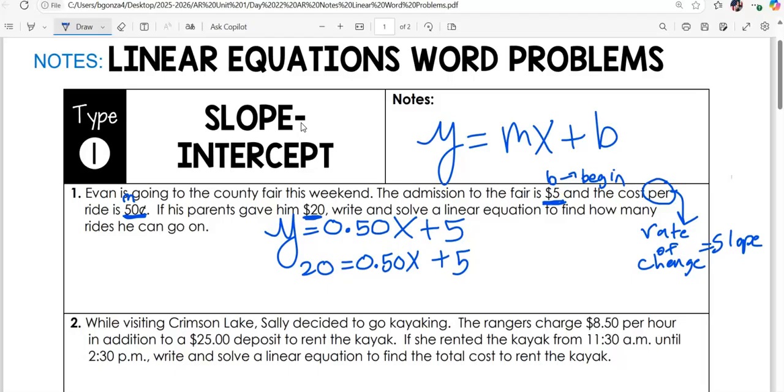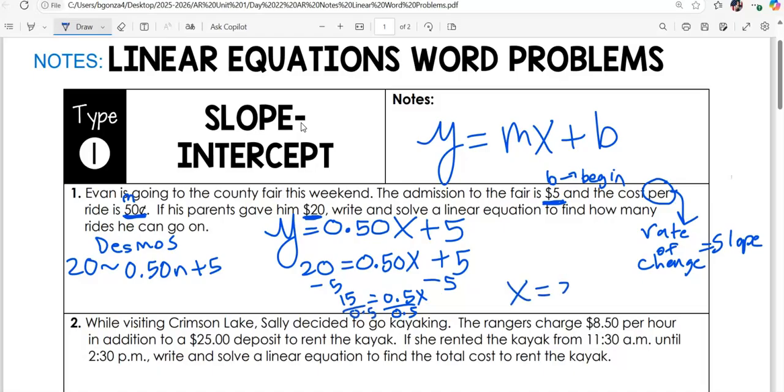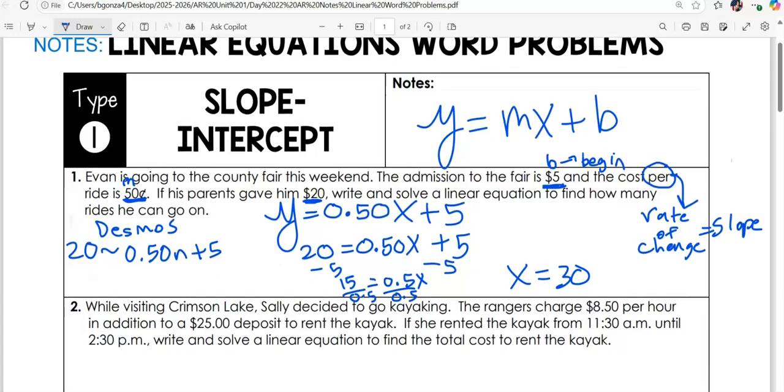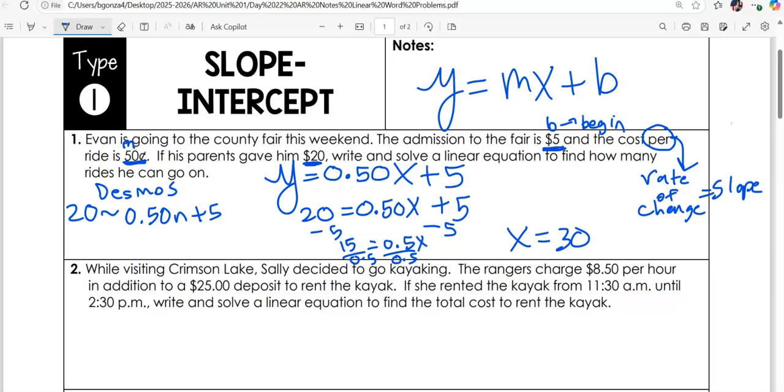Now, can you solve this? That's the question. There are 2 ways to solve it. You can do a 2-step equation where you get rid of the loner and divide. Or do you remember that warm-up where I told you how to type it into Desmos with the squiggle and the letter N? You're allowed to use that, especially on the STAR test, so we can pass it. If you plug that into Desmos like this, 20 squiggly 0.50n plus 5, or solve it like this: minus 5, minus 5, 15 equals 0.5x. Divide by 0.5, and you do get 30. 30 rides at the county fair. 20 bucks, 30 rides, no big deal.